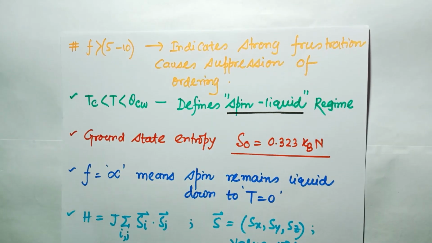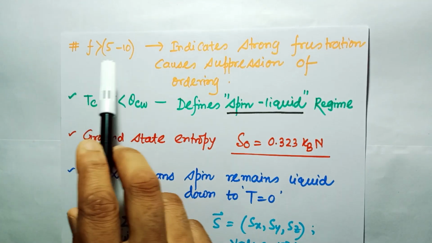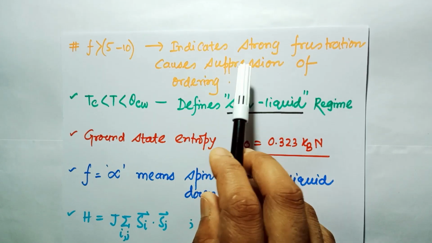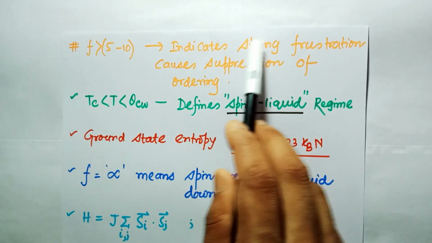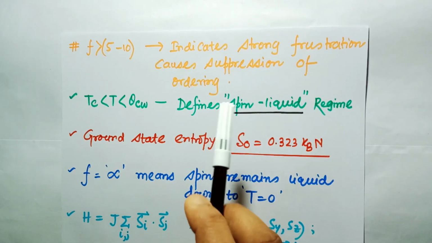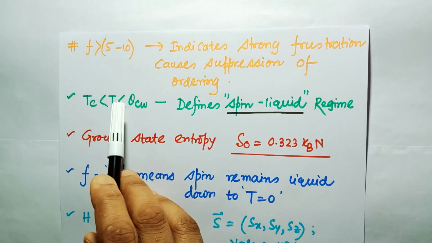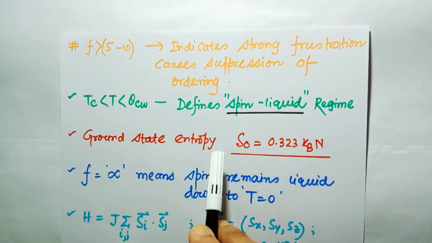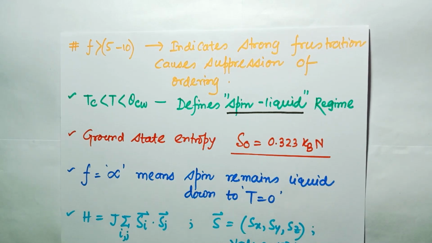This is some specific region where f is in between 5 and 10. This is the frustration parameter, and it indicates strong frustration, and due to the strong frustration, it causes the suppression of ordering. Ordering means the magnetic ordering of the spins. And if T satisfies the relation Tc less than T less than theta_CW, it defines the spin liquid regime. Now in the triangular Ising antiferromagnet, the ground state entropy is extensive and equals S0 = 0.323 kB N, where N is the number of spins.